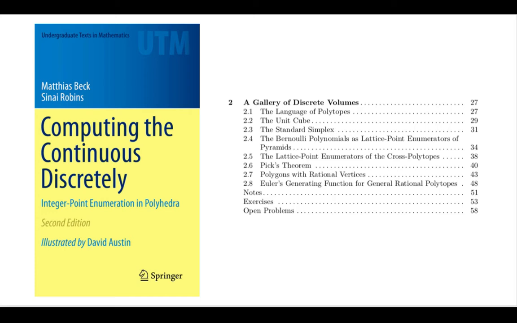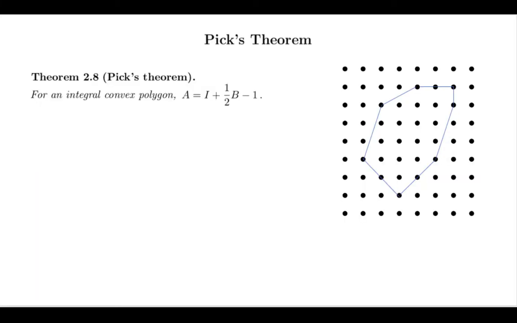After talking about special polytopes in general dimensions in the previous video, we will now talk about the general case of polytopes in a fixed dimension, namely dimension 2. We will discuss Pick's theorem. Pick's theorem is a famous theorem from the late 1800s.